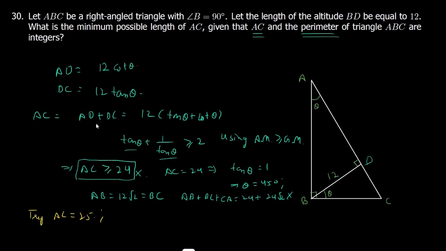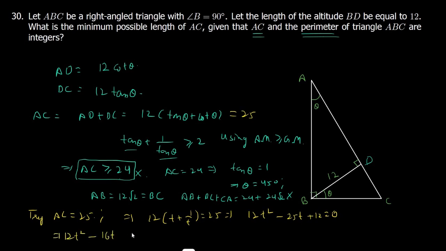So if I solve for this equal to 25, then the equation will turn out to be 12 times (tan square theta plus 1) by tan theta is equal to 25, or the quadratic equation that will form is 12t square minus 25t plus 12 equals 0. Now this can be factorized as 12t square minus 16t minus 9t plus 12 equals 0. So what I will get is (4t minus 3) times (3t minus 4) equals 0. So my tan theta will turn out to be either 3 by 4 or 4 by 3.